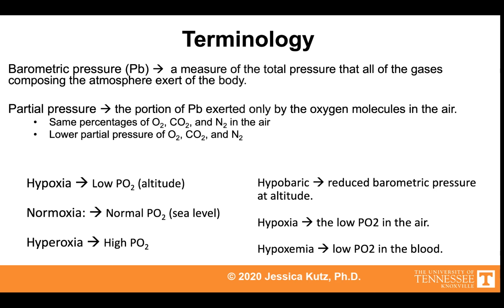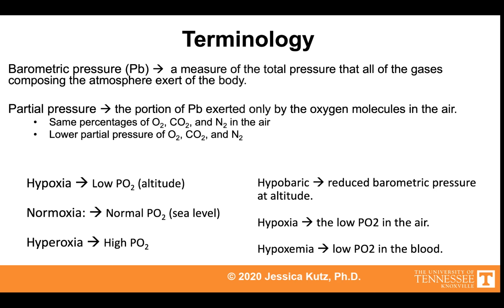Some other terms that are important to note: if we're looking on the left-hand side, the word hypoxia means low partial pressure of oxygen, and we see this at altitude. Normoxia would be a normal partial pressure of oxygen at sea level, and that's 159 millimeters of mercury. If you're wondering how I calculated that without seeing anything, it's because I know that barometric pressure at sea level is 760 millimeters of mercury. If I take 760 and multiply by the percent of oxygen in the air, which is 20.9%, I'll get approximately 159 millimeters of mercury.